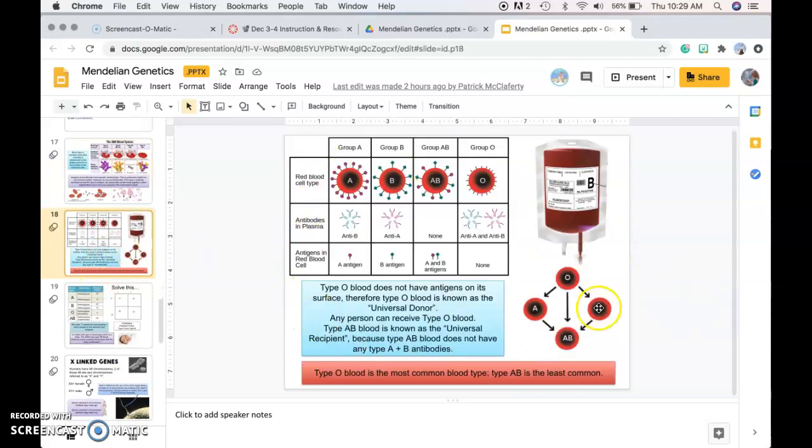And then this again is just showing you the antibodies. Group O does not have antigens on its surface, therefore it's the universal donor. So if you have type O blood, you should definitely consider donating blood when you can, because it doesn't matter whether somebody's A, B, or AB, your blood is universal.